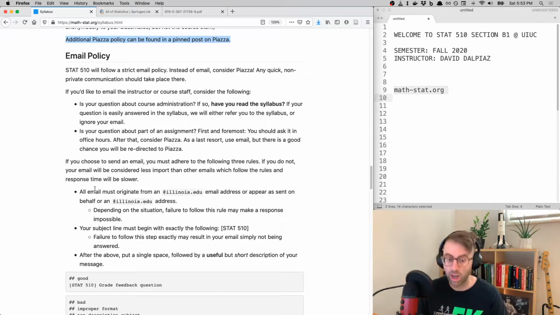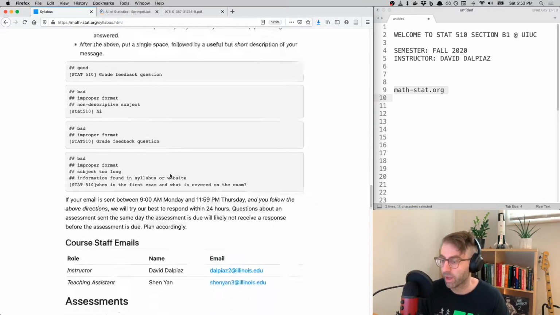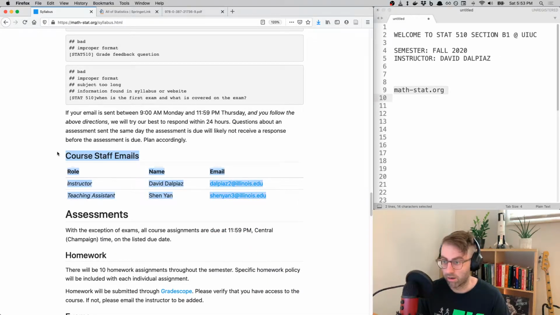In particular, I don't answer emails about course-related information that does not come from an @illinois.edu account. There's reasons for that, mostly for your own protection. We don't need to get into it, but please use your Illinois account. Okay, here are those emails if you need to email us.